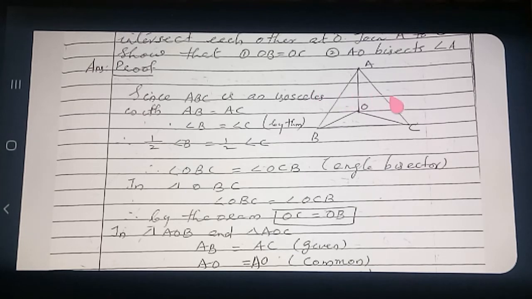Is it possible? Which parts are you using? AB equal to AC, is it given in the question or not? Yes, AB equal to AC is given in the question. AO is the common part, that is also given. And what about OB and OC? We just now proved it. Therefore, which theorem will you apply? SSS theorem. Okay.